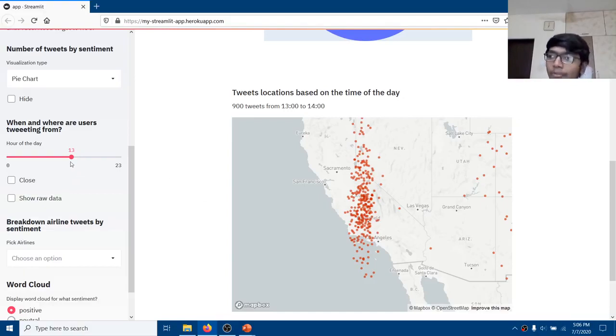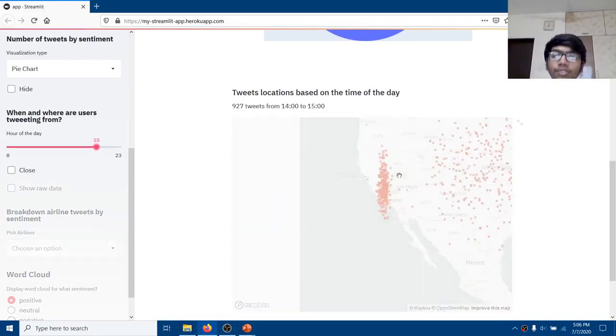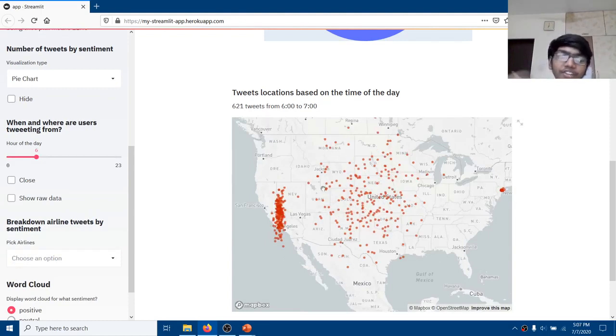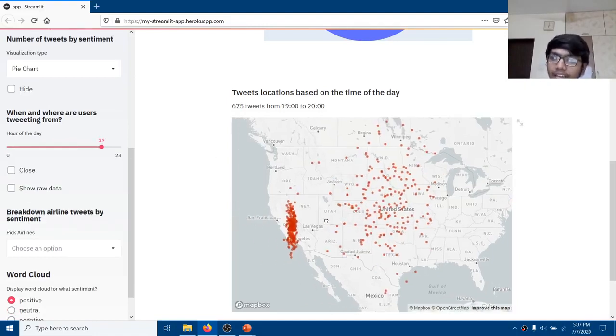Now I will change the time of the day and see if this pattern repeats somewhere else. I expected to see some different variations, but what I saw was that if I change the number, there is still a huge number of tweets near the California and San Francisco area, as you can see. And I'm going to close this.